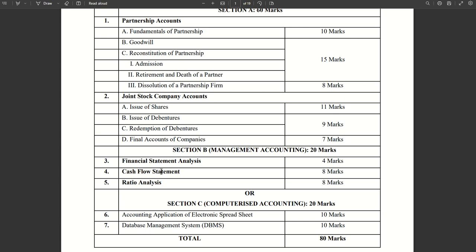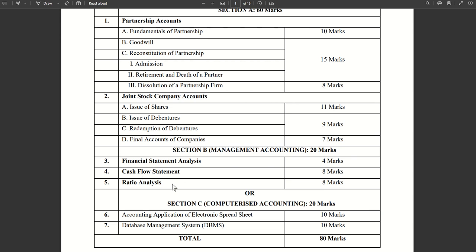Then in the management accounting, financial statement analysis is allocated 4 marks. So easily this is a 1 plus 3 combination where you have a 1 mark question and a 3 marks question. Cash flow statement is 8 marks, which is a 2 plus 6 combination. So there will be 2 short questions of 1 mark each and a 6 marks question from cash flow. Ratio analysis as well, 2 plus 6 combination. So same combination here as well. 2 questions of 1 mark each and then a 6 marks question.